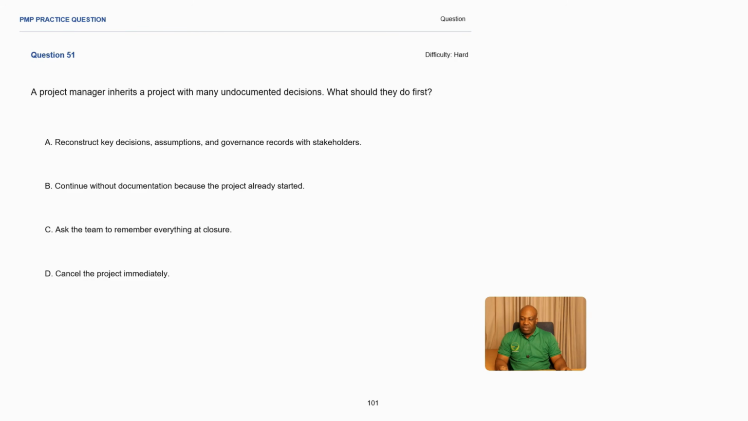Practice question number 51. A project manager inherits a project with many undocumented decisions. What should they do first? The level of difficulty here is very hard. Let us define our problem statement. A project manager inherits a project, so a project manager is inheriting a project they did not start, with many undocumented decisions. There were many decisions, but they were not documented. So let us look at the answers now.